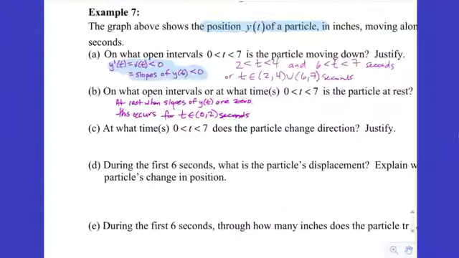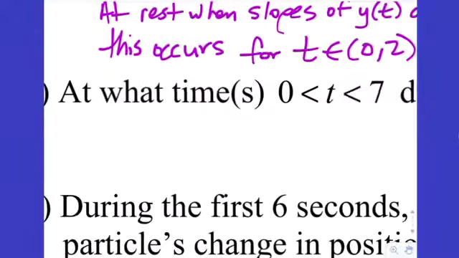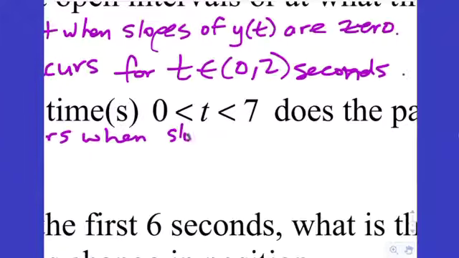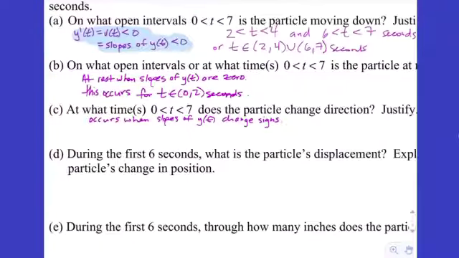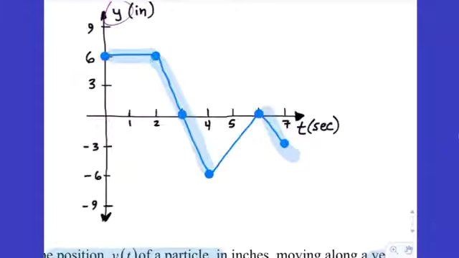At what times does the particle change direction? Particle changes direction when the velocity changes sign. The velocity, again, are the what's of the graph? Slopes. So this is going to happen. This occurs when the slopes of y of t change signs. Now notice I just said in the previous one we have to say how the sign's changing. But for what I'm looking for, the slopes change signs.